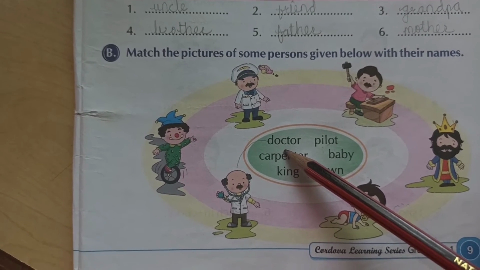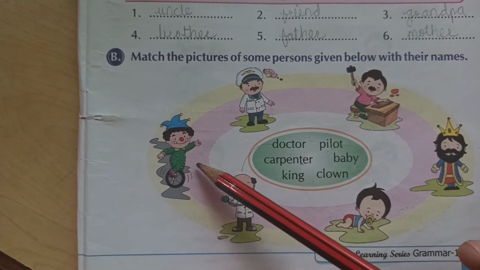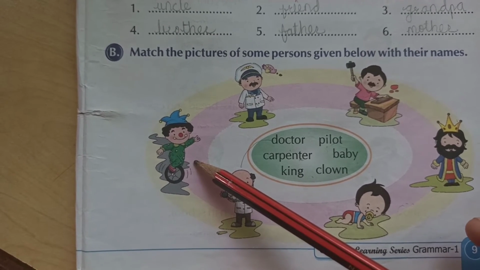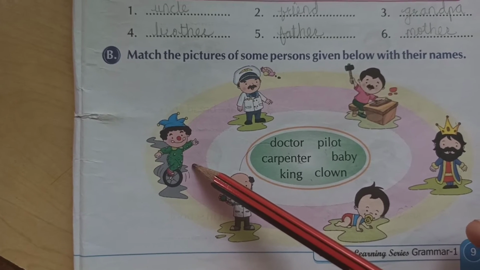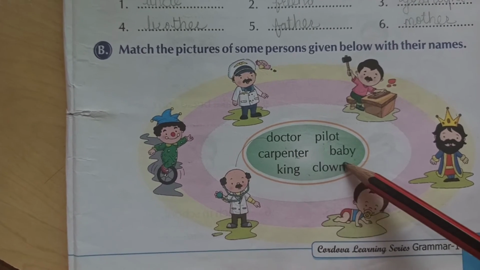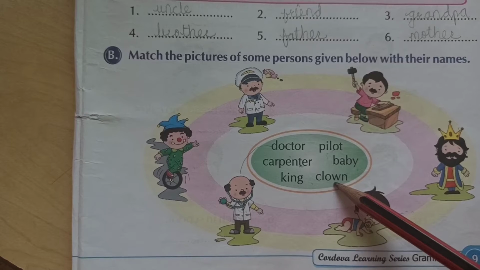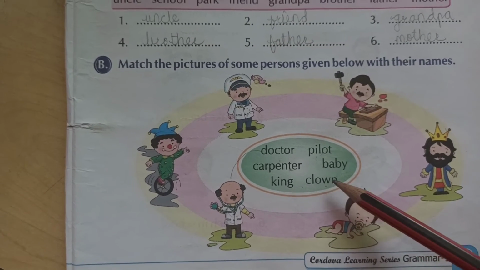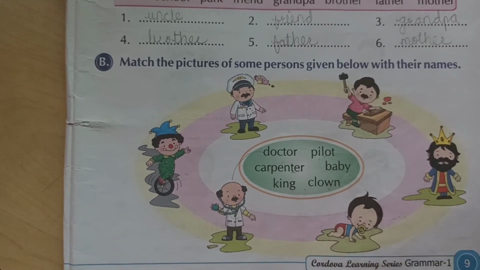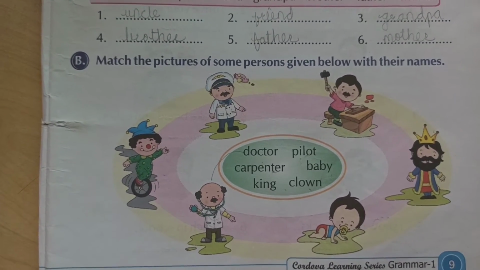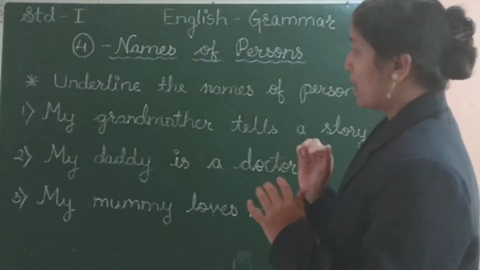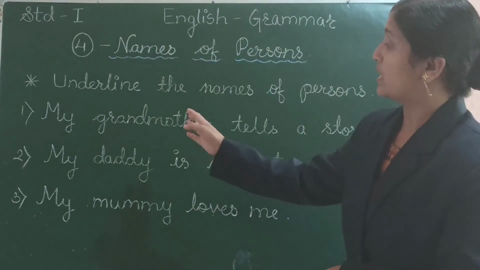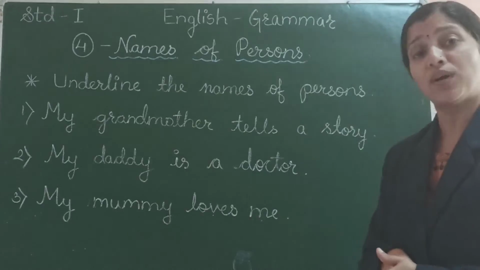D-O-C-T-O-R, doctor. Similarly, you can see here the person, he is on the wheels. So he is a clown. Clown means a joker. So can you see here? C-L-O-W-N, clown. You have to match the names of the persons to the pictures.